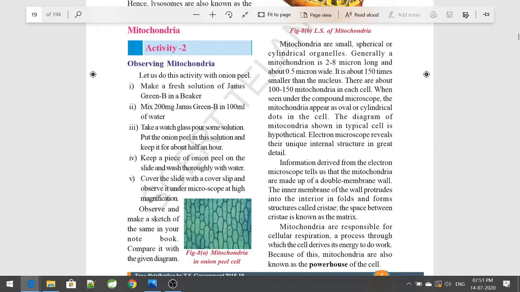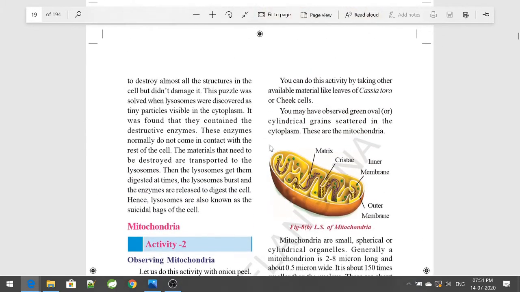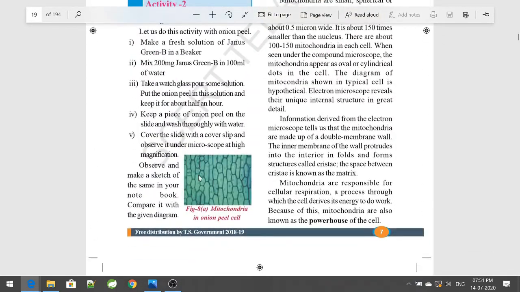Take a watchglass and pour some solution. Put the onion peel in the solution and keep it for half an hour. So first prepare the solution, then put the onion peel into it and leave it for half an hour. After that, wash it and put it on the slide, cover with a cover slip, and see under the microscope. You can see this type of structure.